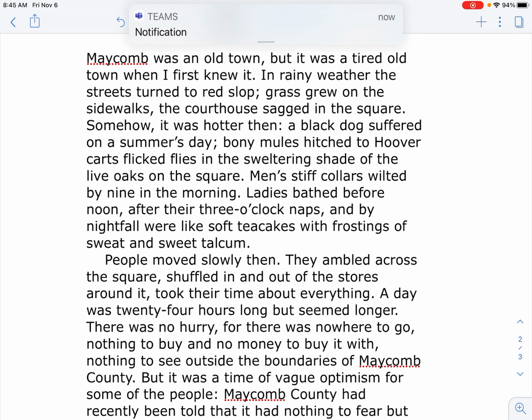A black dog suffered on a summer's day. Bony mules hitched to Hoover carts flicked flies in the sweltering shade of live oaks in the square. Men's stiff collars wilted by 9 in the morning. Ladies bathed before noon, after their 3 o'clock naps, and by nightfall were like soft tea cakes with frostings of sweat and sweet talcum. People moved slowly then.